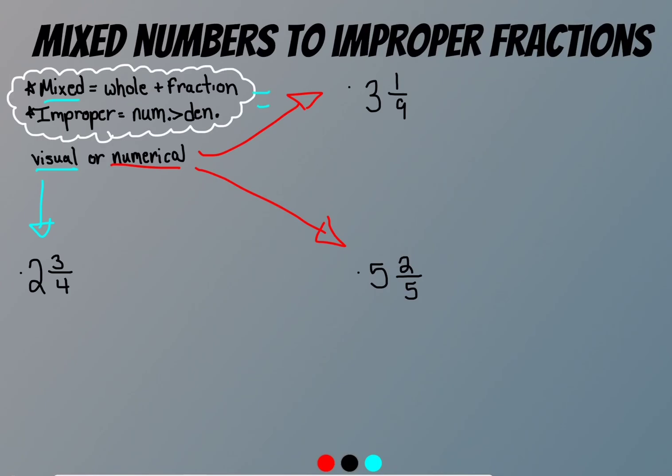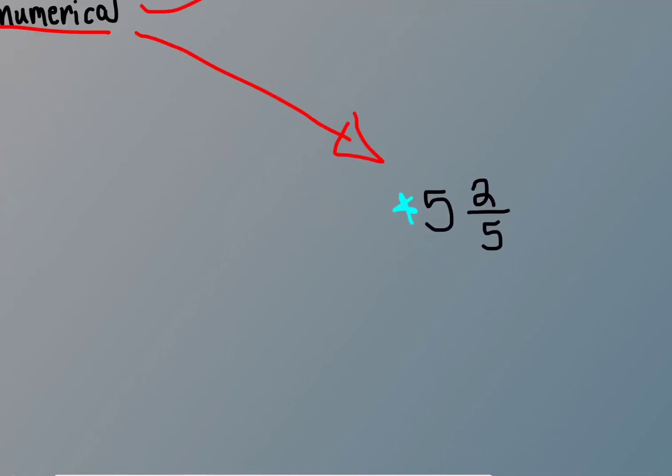A mixed number is whenever you have a whole plus a fraction, kind of like a leftover. An improper fraction is whenever your numerator is larger than your denominator, which will tell you you'll need more than one visual to draw it out. So let's change all of these mixed numbers, because every single one of these problems is a mixed number, into improper fractions where the top number, the numerator, is bigger than the denominator. The first way I'm going to show you is with a visual.